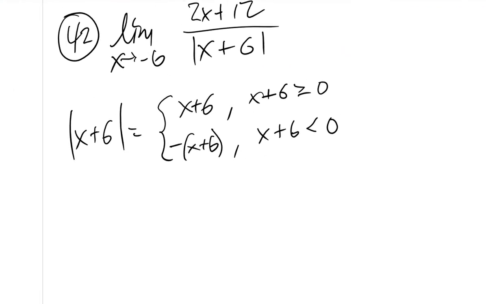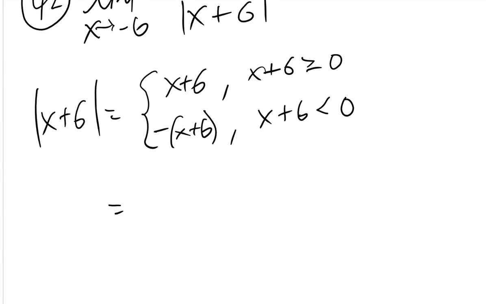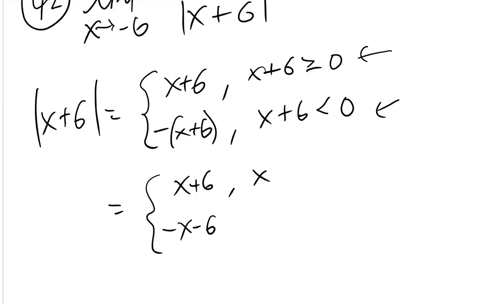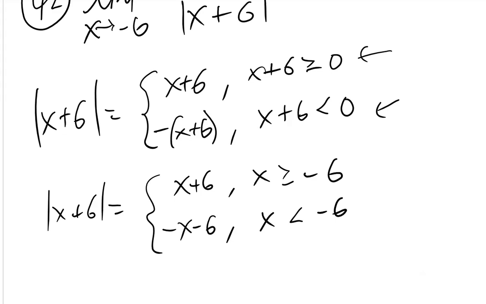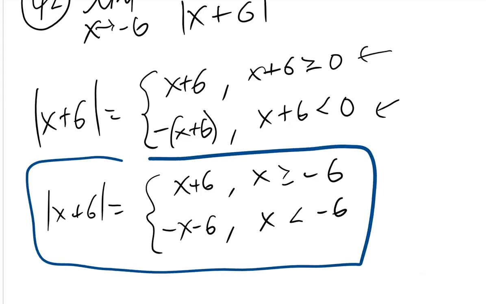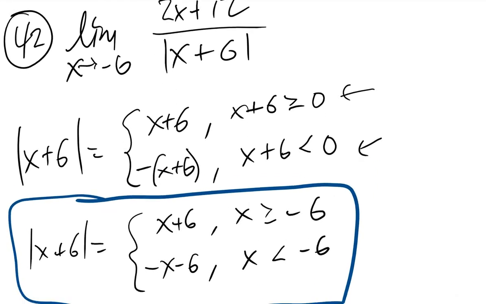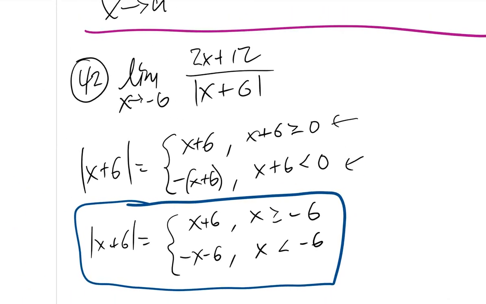We can go ahead and solve the right-hand side of these. This is x plus 6. This is negative x minus 6. Over here, this is where I'm going to solve this, and I'm going to solve this. x is greater than or equal to negative 6, and then x is less than negative 6. Okay? So, with that said, we have absolute value of x plus 6 written out very precisely, okay? Written out very precisely. And now I can use that to deal with this limit here.